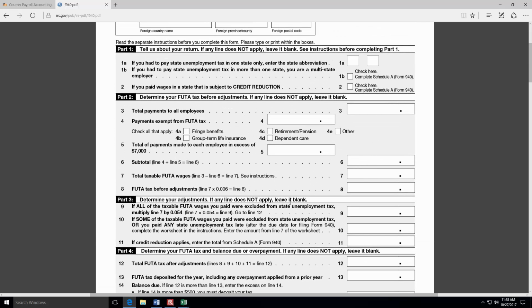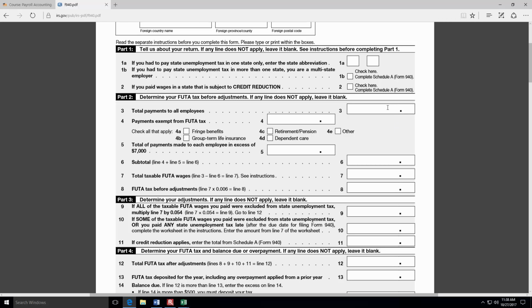And then basically this is kind of like the 941. You got to read the instructions, kind of line by line. Line 1A, I think I'm in Montana, so MT. And then the next two are asking, those are the ones that we talked about if you're multi-state or if you are in a state that has the SUTA credit reduced because you're defaulting on your Title 12 payments, but that's not the situation here. So you're just going to go straight to line 3.